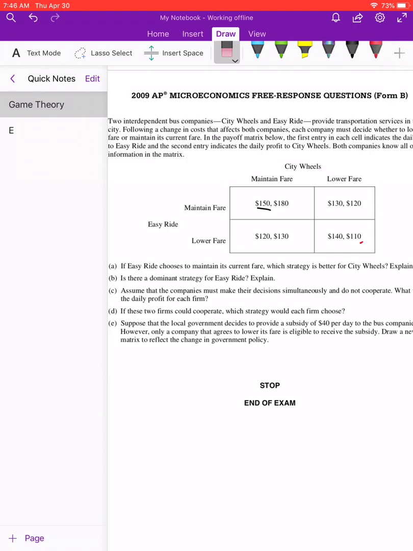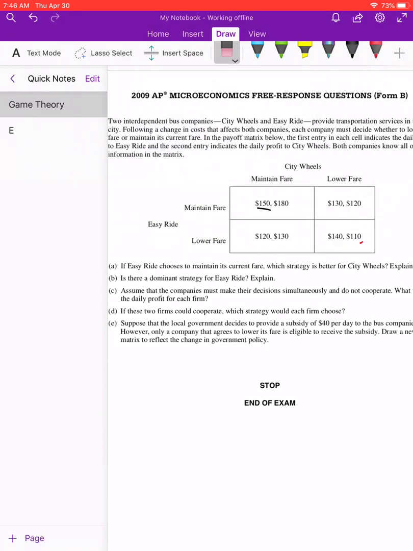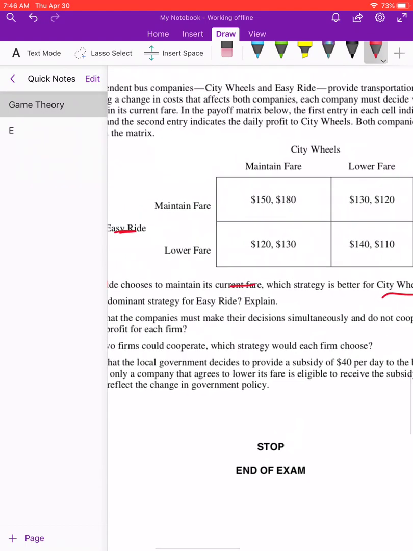So let's take a look at the payout matrix here and remember how to deal with game theory. The first question, letter A, says, if Easy Ride chooses to maintain current fare, which strategy is better for City Wheels? Explain. Okay, so Easy Ride is on the left, and let's remember how to read the payout matrix. In the box, every number on the left belongs to Easy Ride. That means we're comparing Easy Ride top to bottom. Whereas over here at the top, we have City Wheels, and that means every number on the right belongs to City Wheels. The instructions tell you that.